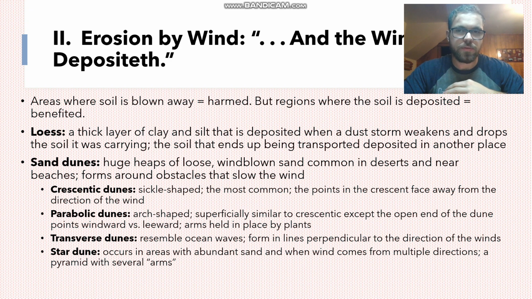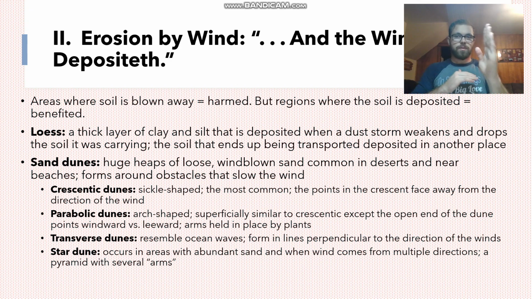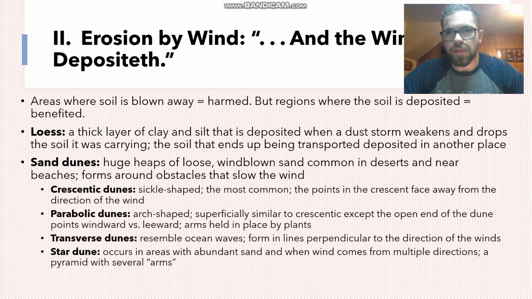And then the transverse is when the dunes are forming this way and the wind is blowing this way, and so they form perpendicular to the direction of the wind blowing. It looks kind of like ocean waves maybe, or something like that.